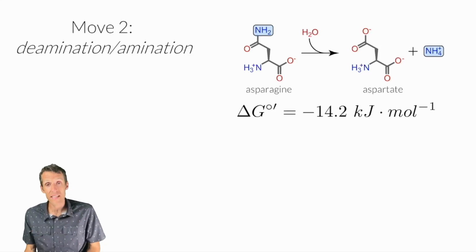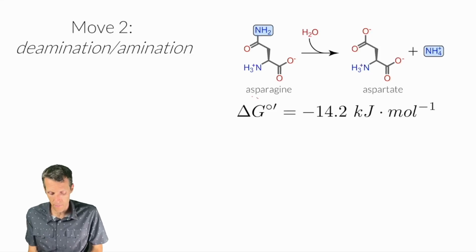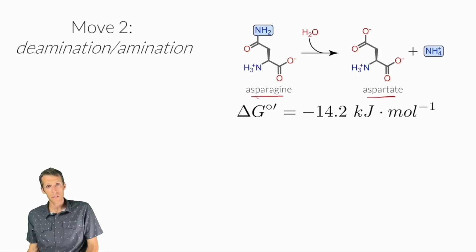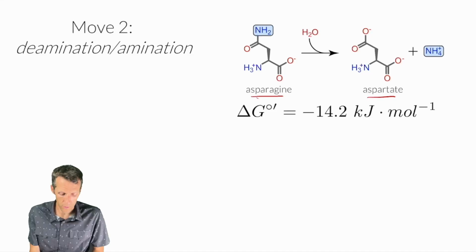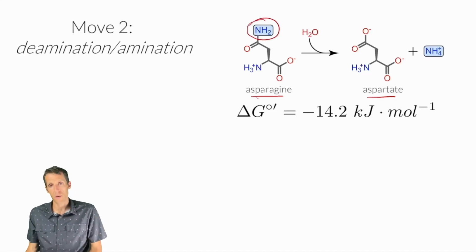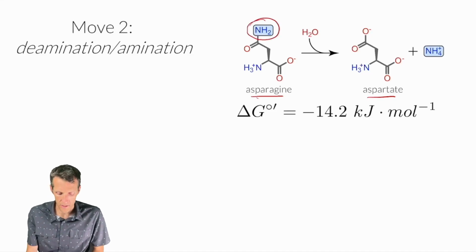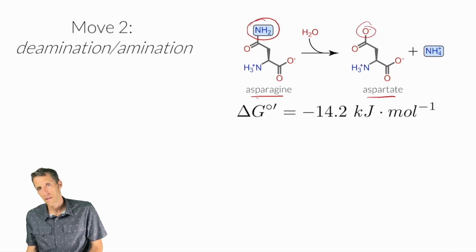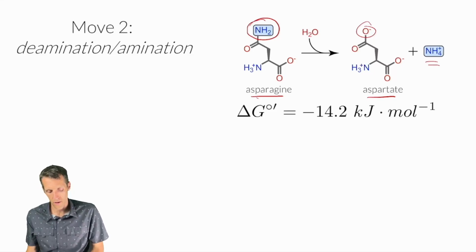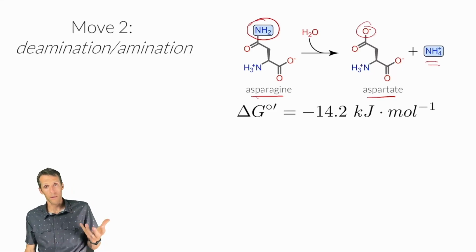I'm showing a deamination reaction here for asparagine going to aspartate. And hopefully what you'll notice here is the difference is this group. So this amine pops off and gets replaced by a carboxylic acid. This process gives us a free ammonia that's floating around.